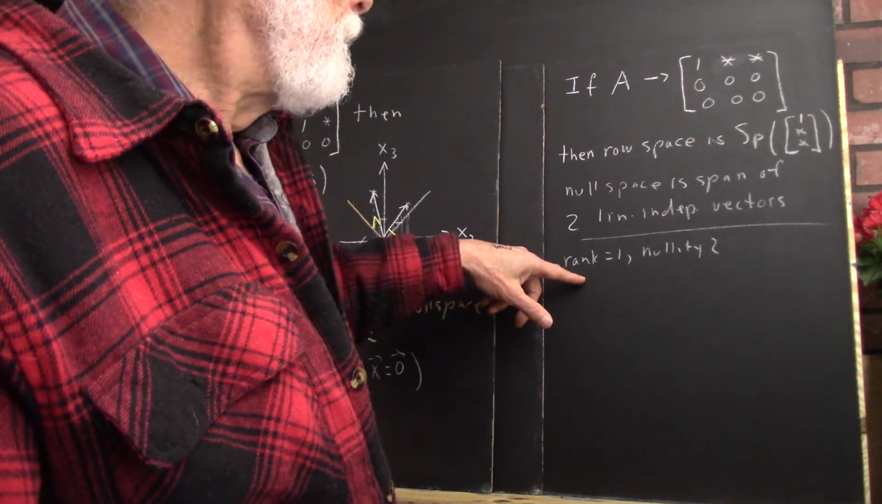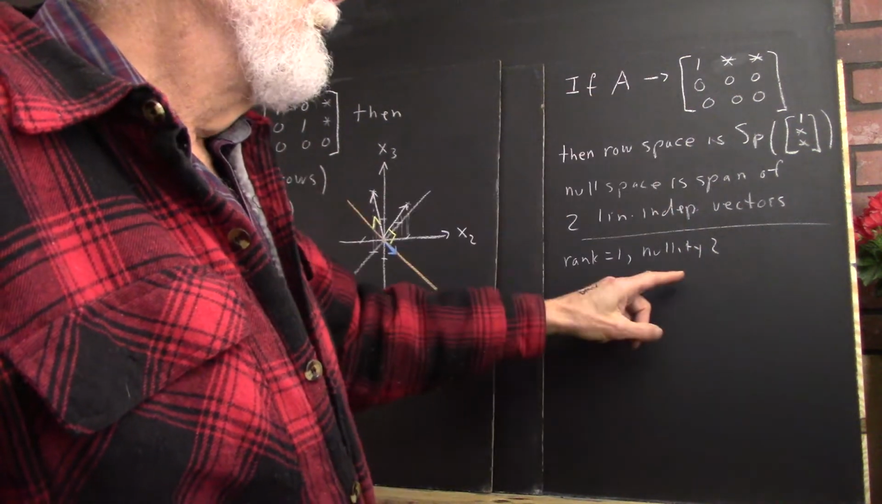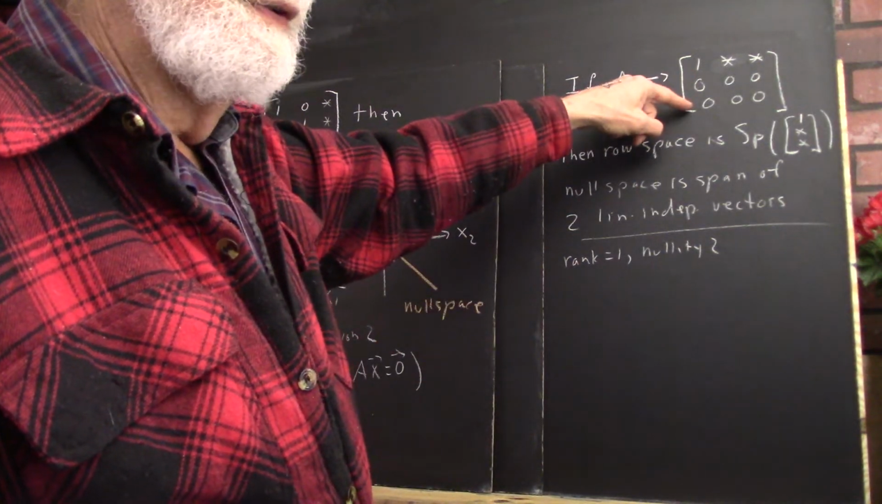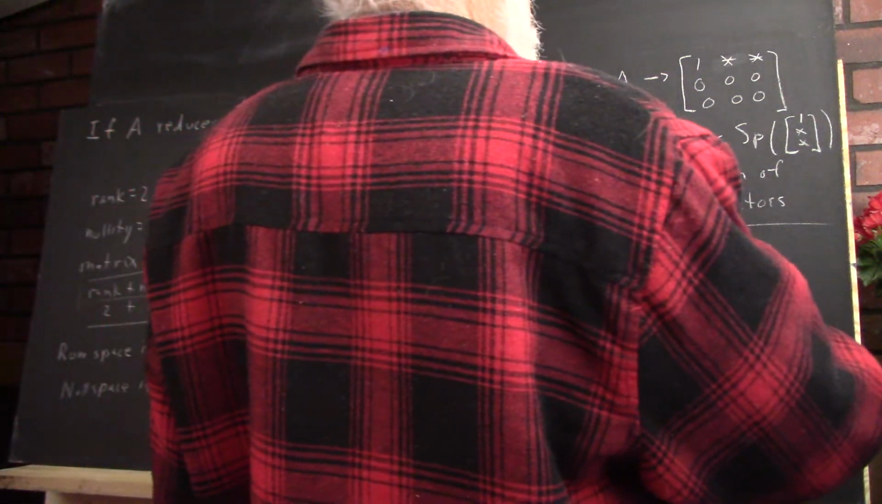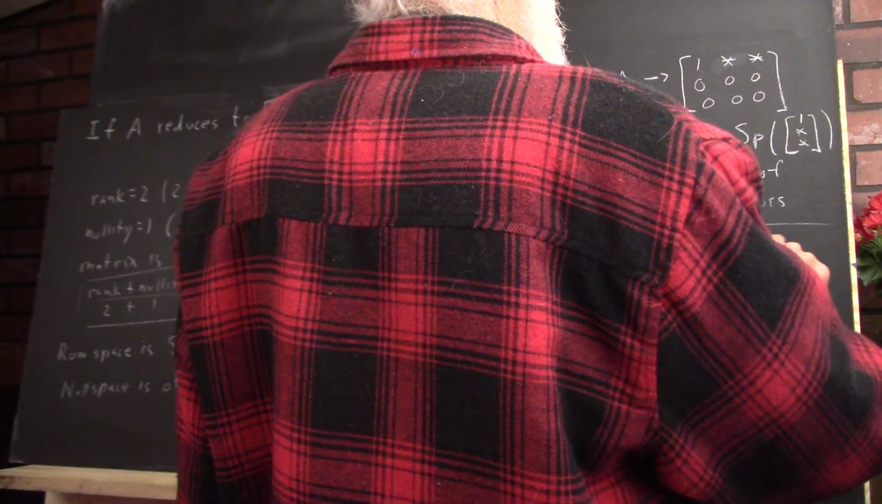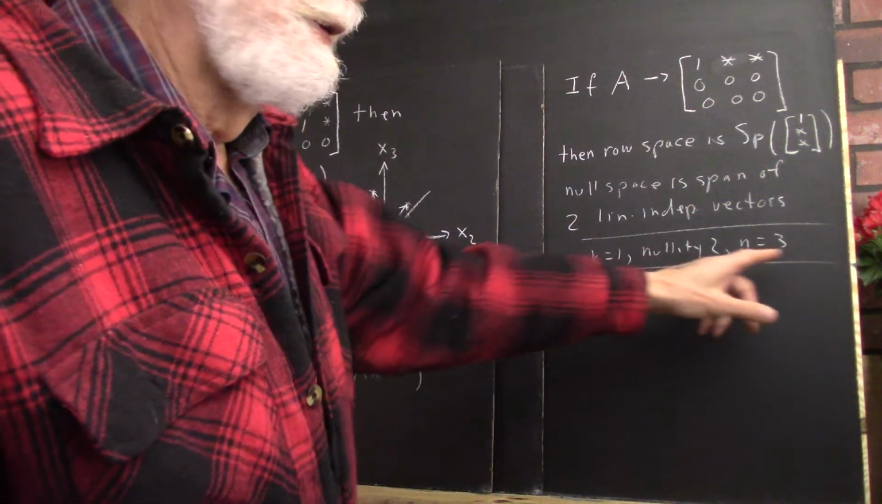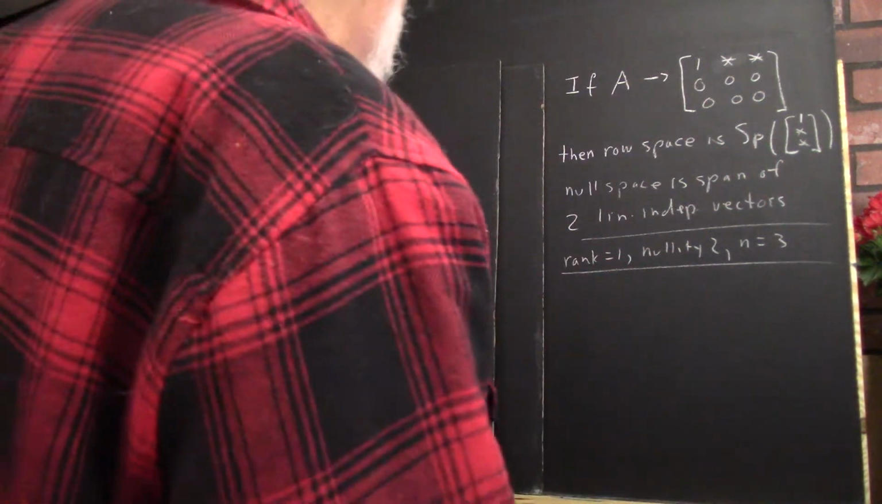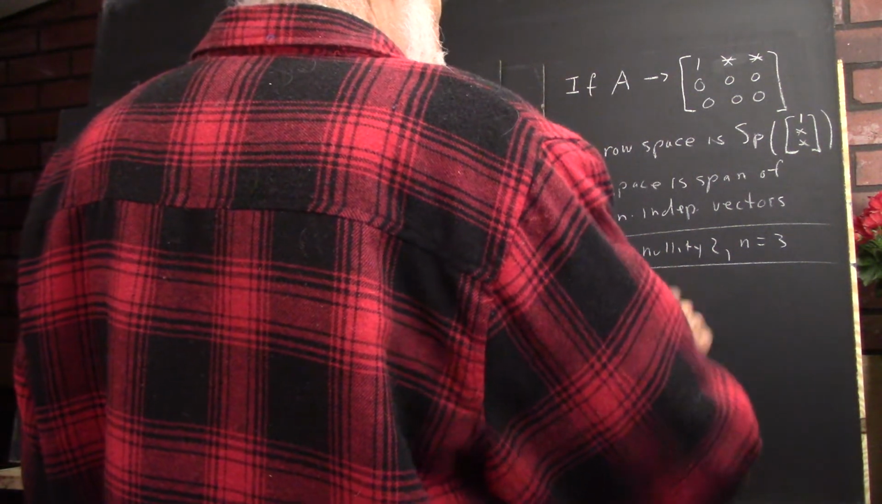Okay, the rank is 1 because you have 1 non-zero row in your reduced matrix. Your nullity is 2 because you have 2 zero rows. And n equals 3, and the rank plus the nullity still equals n. So your n is 3, so you're going to be in 3 dimensions.